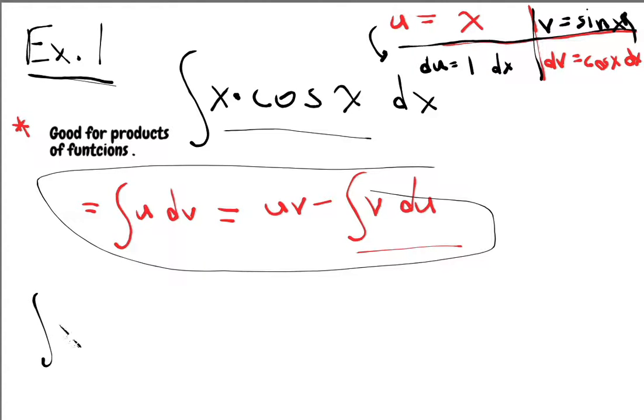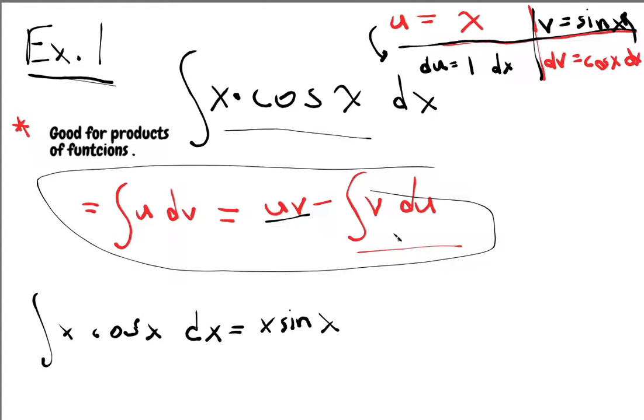And now we're ready to use this formula to calculate this integral. So what do we write? Well, the integral of x cos x dx can be rewritten as uv minus the integral of v du. Here's our uv, u times v, which is x sine x, and there's no integral there. They're just multiplied, so that's great.